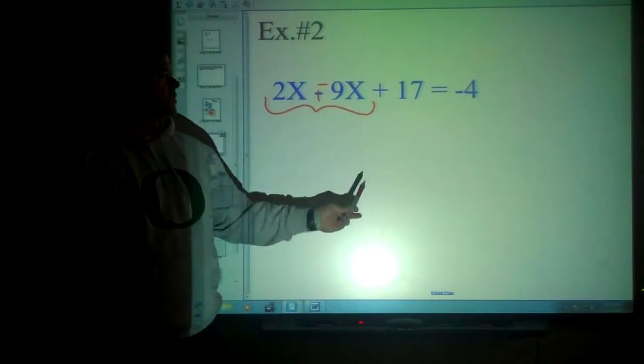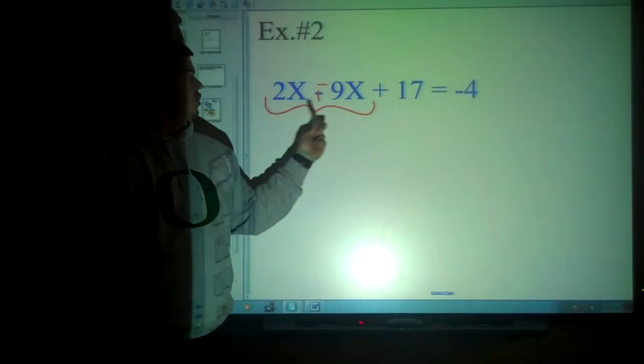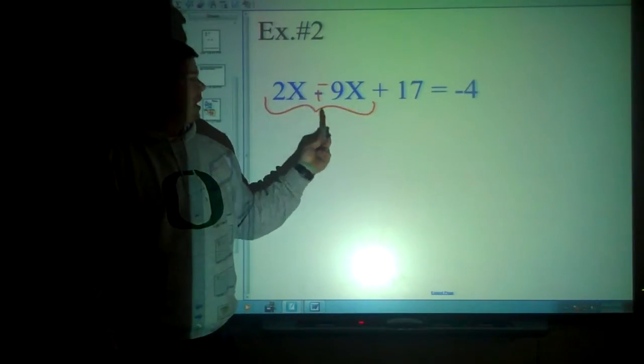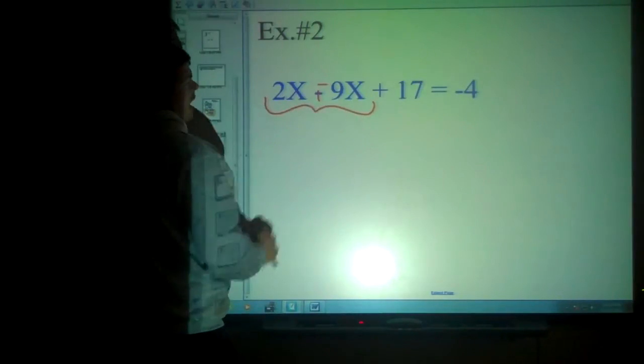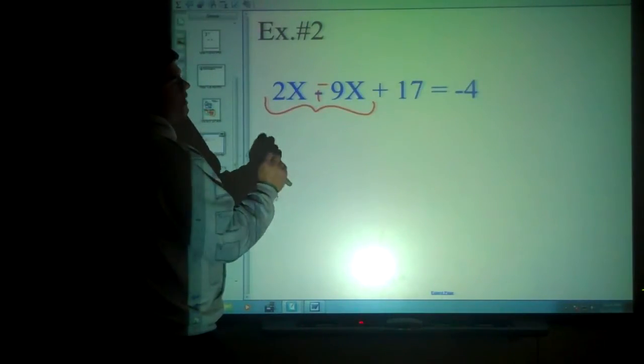Certainly these both have x's. The 17 does not have an x, so it has no business being added together with these two. But these both have common like parts, so we can add them together. 2 x's and -9 x's is going to make a total of -7 x's.